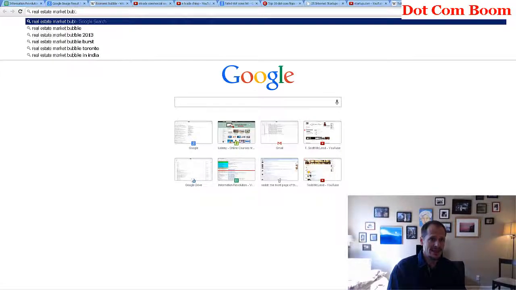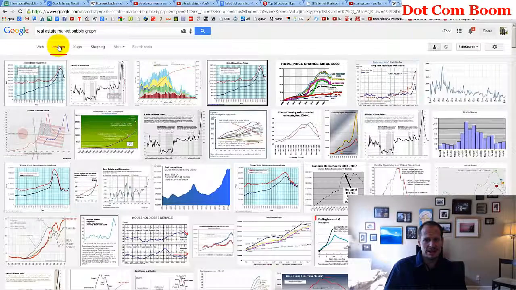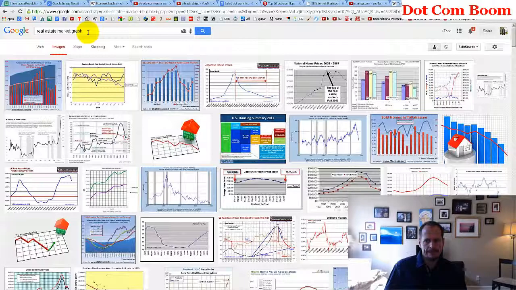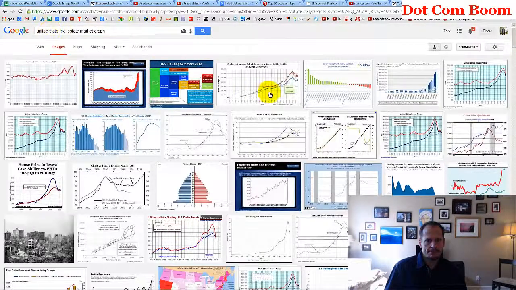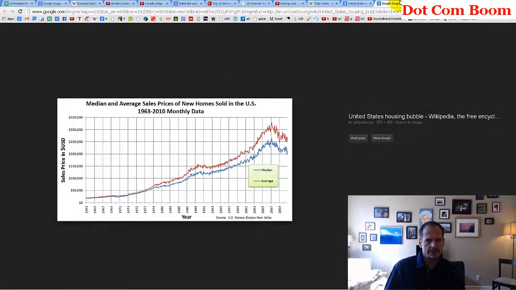But here after that one, if we look at the real estate market, just looking for a good graph here. Real estate market graph. That's a pretty good one. That's DC. Japanese, United States real estate market graph. Take a look at that one. See what these look like.